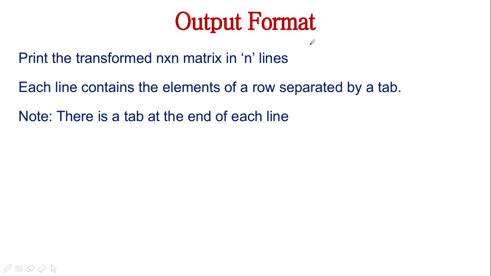And when you look at the output format required, you have to print the transformed n cross n matrix in n lines, okay? Each line should contain the elements of a row separated by a tab, and there is also a note that there is a tab at the end of each line.